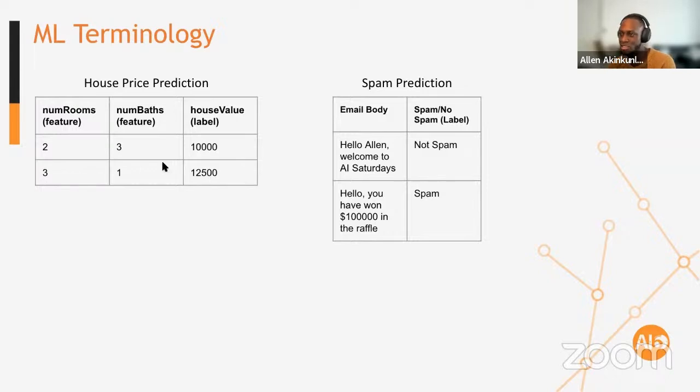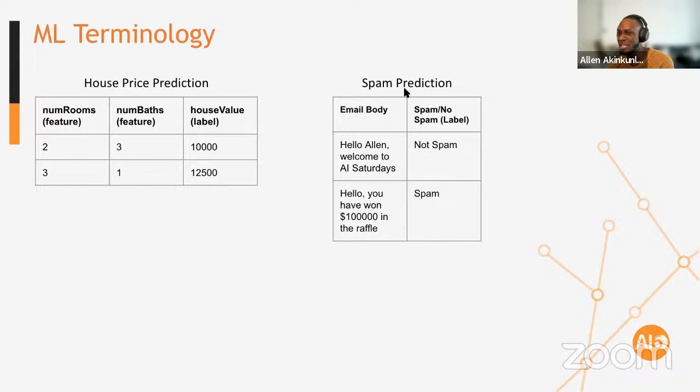So you could feed this into an ML algorithm. Obviously, with more data, two data points is never enough. You feed it into an ML algorithm, and then it learns the relationship between the house value and these two features, right? That's for house price prediction.